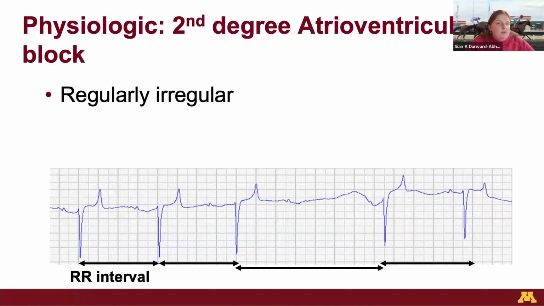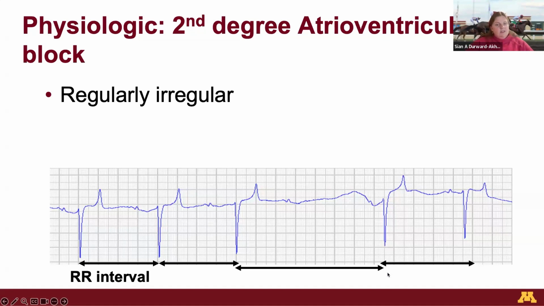So by far the most important and common physiologic arrhythmia is second-degree atrioventricular block. And this is described as being an irregular rhythm. An example of that is seen in this ECG at the bottom here. So the RR interval between these two complexes and these two complexes is about the same. Similarly, the one over here is about the same as well. But this one in the middle is much longer.